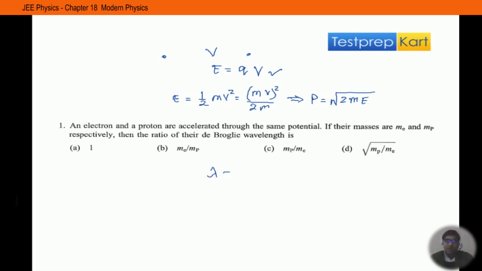So de Broglie wavelength is Planck constant divided by momentum. Okay. So from this equation and the equation for momentum, we can write de Broglie wavelength is inversely proportional to 1 over root mass of the particle. So we want to find wavelength for electron and wavelength for proton, and it would be equal to under root mp over me, because it is inversely proportional to root of the mass. So option D is correct in this question.